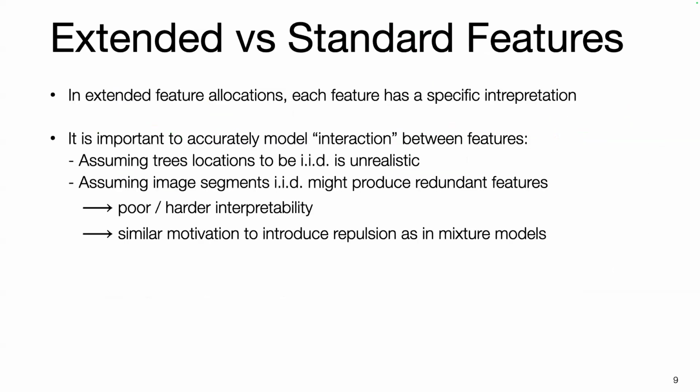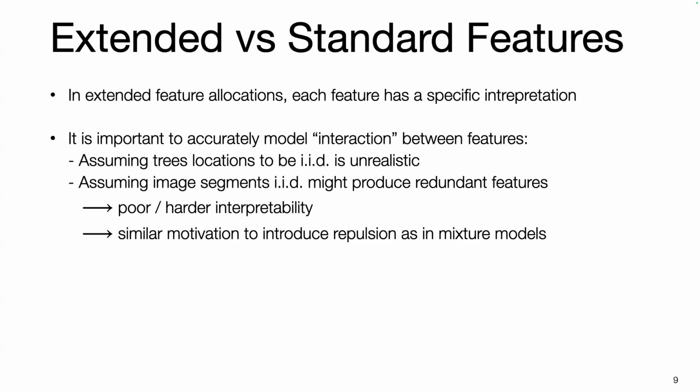And so the key difference between extended and standard feature models is that in extended features, each feature has a specific interpretation. And then we argue that it is important to model the interaction between different features. For instance, if we were to assume that the locations are i.i.d., this would be kind of unrealistic, because in reality, trees repel each other, especially very big trees.